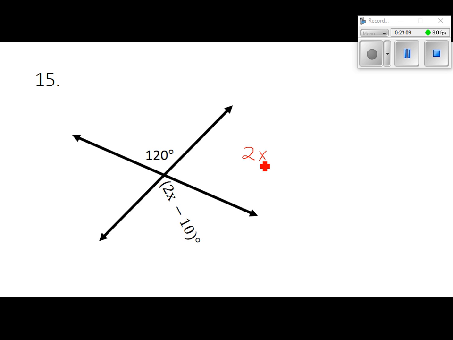2x minus 10 equals 120. Solve that. I think on these they just asked you to find the x, didn't they? Is that what 15 says? Find the value of each variable. 65. 65. Is that what we're going with? Does everybody agree with that?